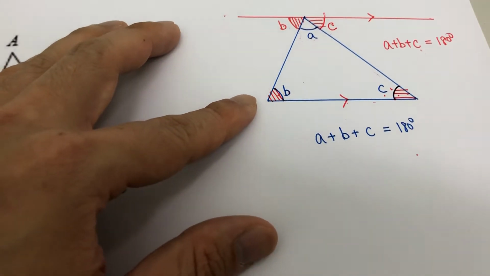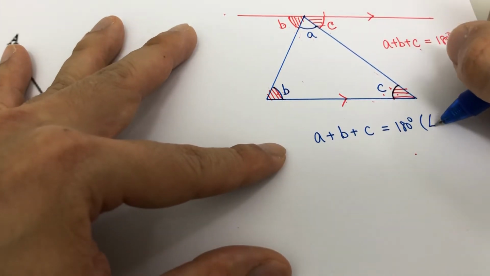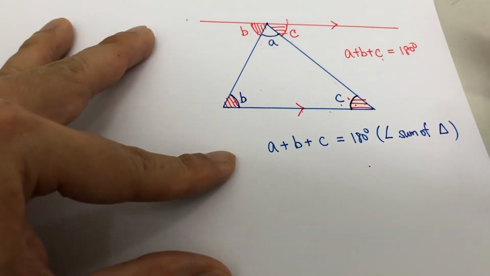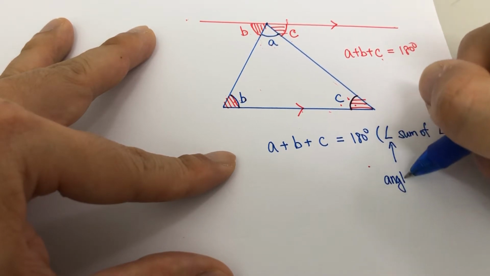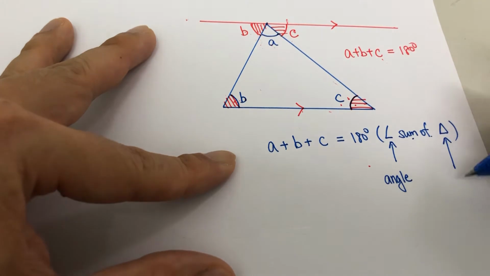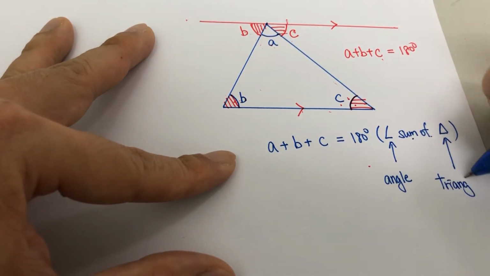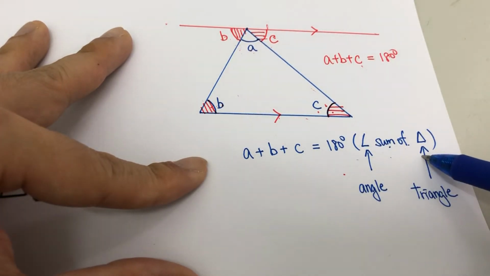And we use this reason. We call this angle sum of triangle. Angle sum of triangle. As you know, this is the abbreviation of angle, it's a sum of, and this symbol means triangle. Okay? Angle sum of triangle.